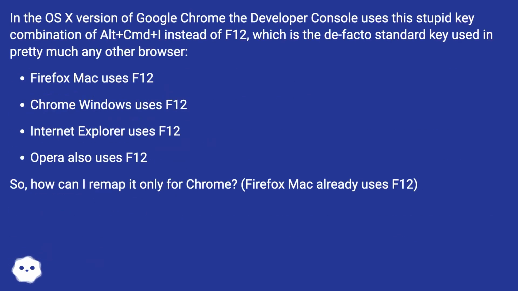In the OS X version of Google Chrome, the Developer Console uses this stupid key combination of Alt plus CMD plus I instead of F12, which is the de facto standard key used in pretty much any other browser. Firefox Mac uses F12. Chrome Windows uses F12. Internet Explorer uses F12. Opera also uses F12. So, how can I remap it only for Chrome? Firefox Mac already uses F12.